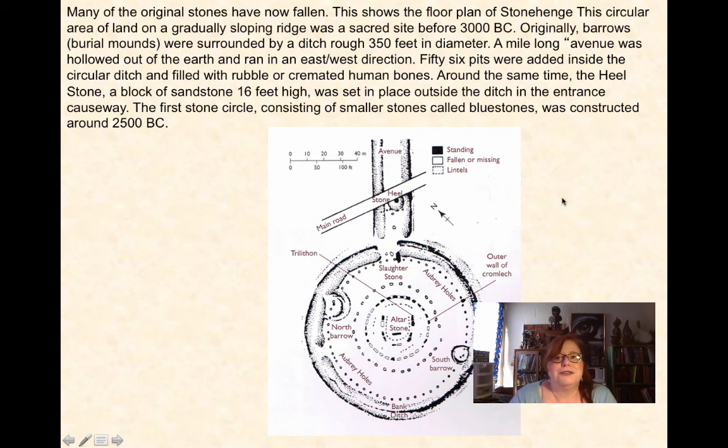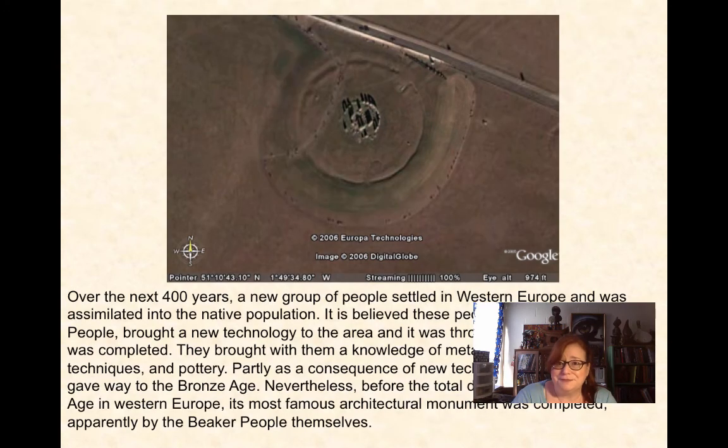and then 56 pits were added inside the circular ditch and filled with rubble or cremated human bones. And around the same time they created the heel stone, a block of sandstone 16 feet high, set in place outside the ditch at the entrance. And then the first stone circle, consisting of smaller stones called bluestones, which come from a different area than the later stones, was constructed around 2500 BCE.